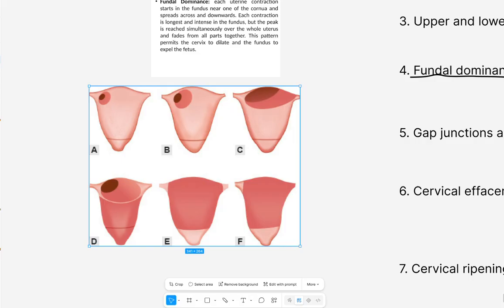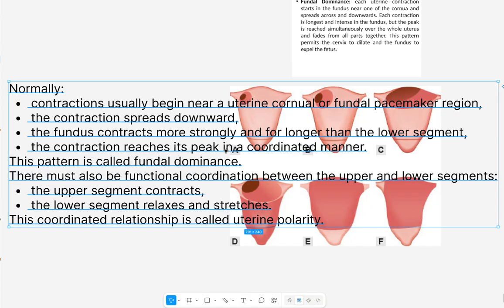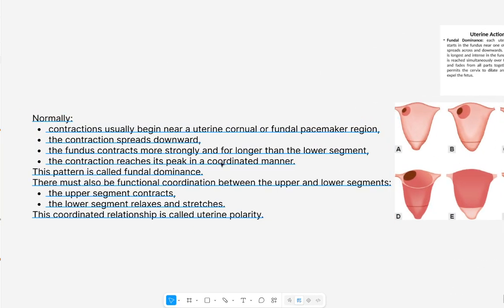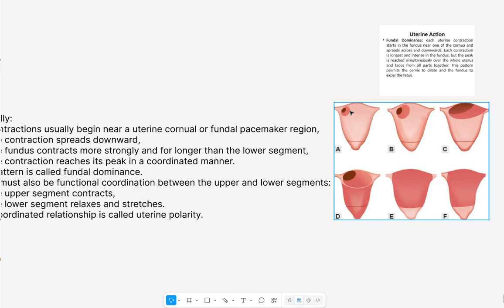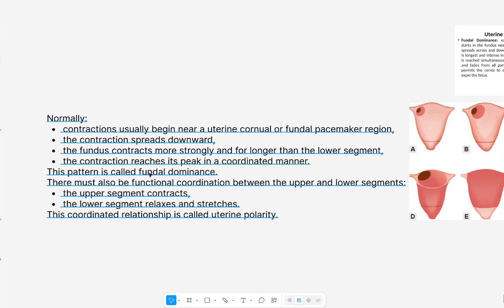And fundal dominance is like how the cardiac cells had the SA node and the AV node starting the signal for contraction. Similarly, there is the uterine cornua, which is starting the uterine contraction, and then slowly that contraction is spreading downwards. You can see it starts from the cornua and then slowly spreads downwards to the entire uterus, right? This pattern is called fundal dominance.